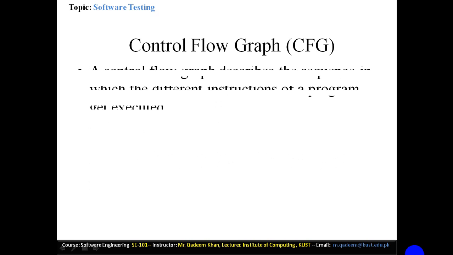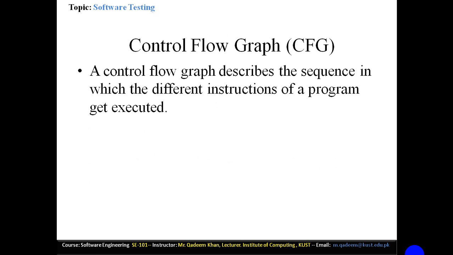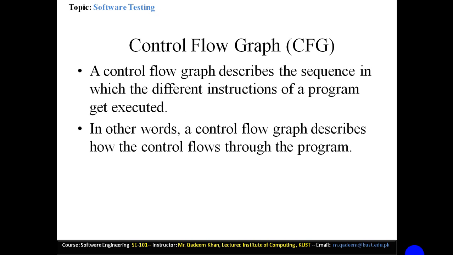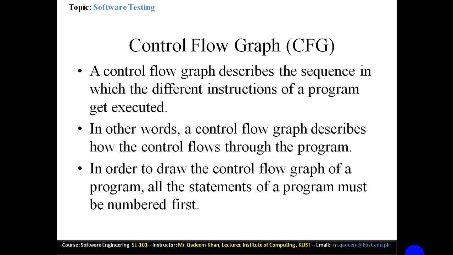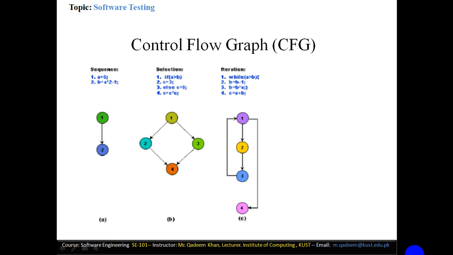A CFG is exactly like a flow chart, in which there are multiple kinds of statements. For example, you have input-output statements, processing statements, and conditional statements in the CFG. So in other words, the control flow graph describes how control flows through the program as it is executed. In order to draw the control flow graph of the program, all the statements of the program must be numbered first. We first number the statements. This is an example of a CFG, or control flow graph.